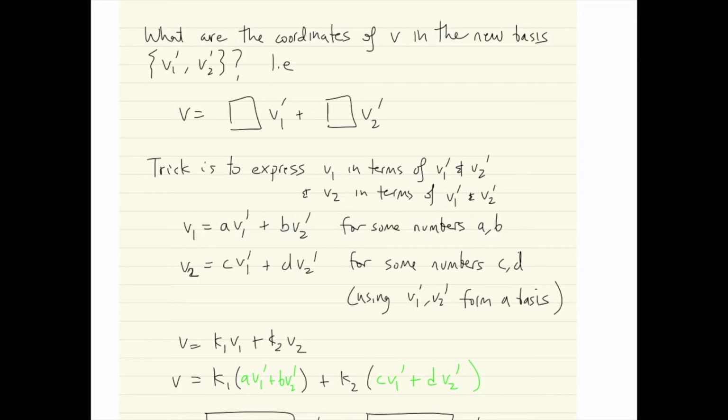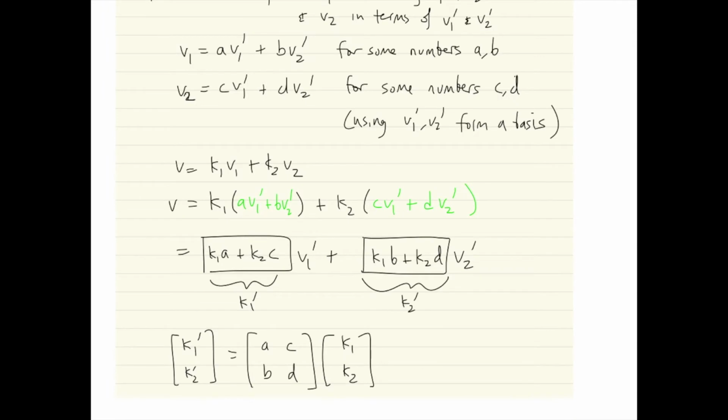And so what do we do with that? Well, we know that v is k1 times v1 plus k2 times v2. That's because k1 and k2 were the coordinates of our vector v with respect to the old basis. And then replacing v1 by its linear combination in terms of the new basis, that's what I've done here, likewise for v2, and then doing the algebra and collecting v1 primed and v2 primed, I see that the vector v is this multiple of v1 primed plus this other multiple of v2 primed.